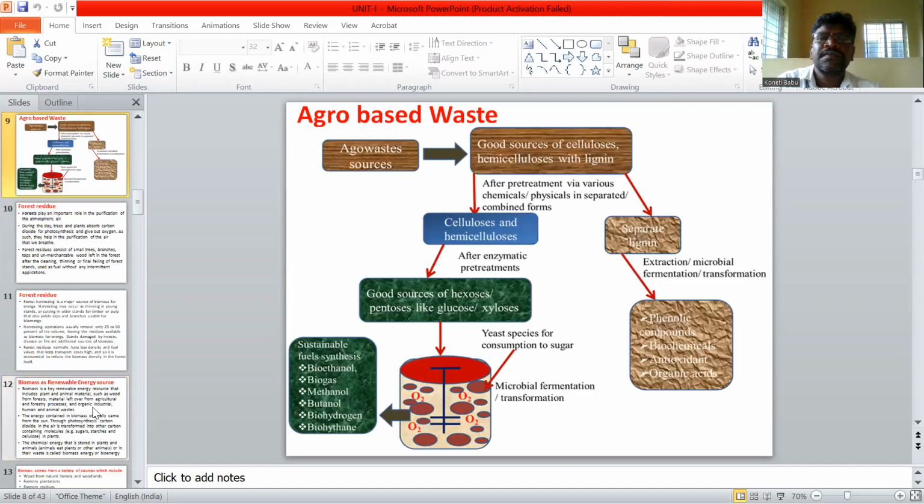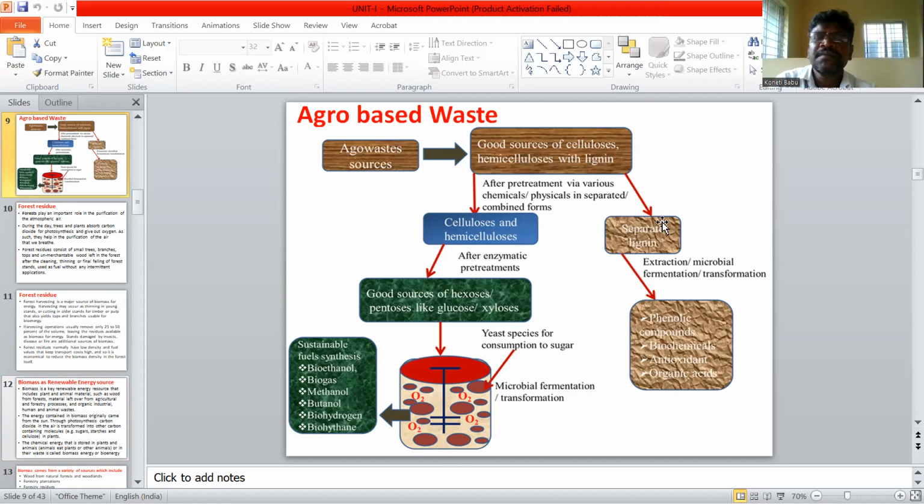So this agro waste is converted into sustainable fuels, synthetic fuels, in different processes. You see, first, agro waste is a good source of cellulose and hemicellulose with lignin. The cellulose and the hemicellulose are separated from the lignin after pre-treatment, by various chemical or physical actions, used separately or combined. Cellulose and hemicellulose are one part, and lignin is another part that can be separated.